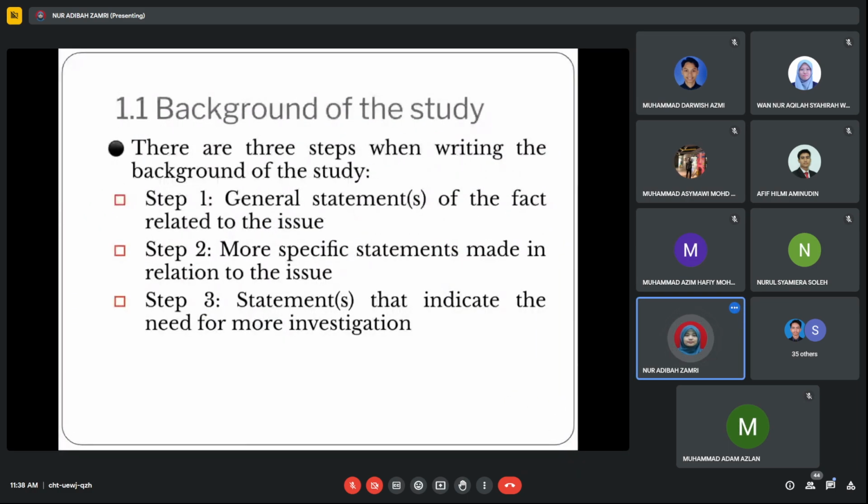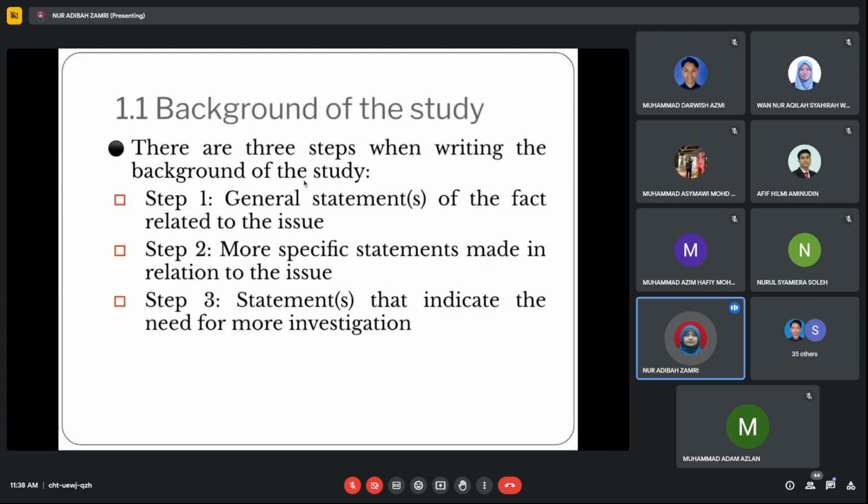Okay, next. There are three steps when writing the background of the study. General statement or statements of fact related to the issue. More specific statements made in relation to the issue. Statements that indicate the need for more investigation. So basically this one, general statements, you don't have to worry about these terms.